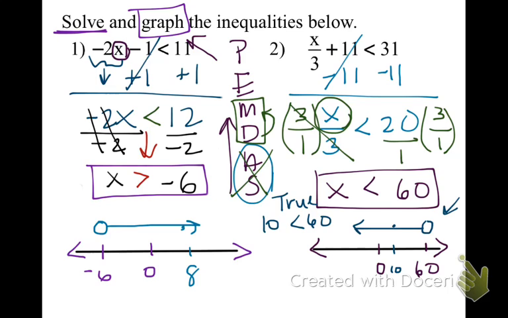Now the question is, open circle or closed circle? So let's test it out. Can 60 ever be less than 60? This is a false statement. Since it can't be, this right here is going to be the answer. So make sure it is in your notes.